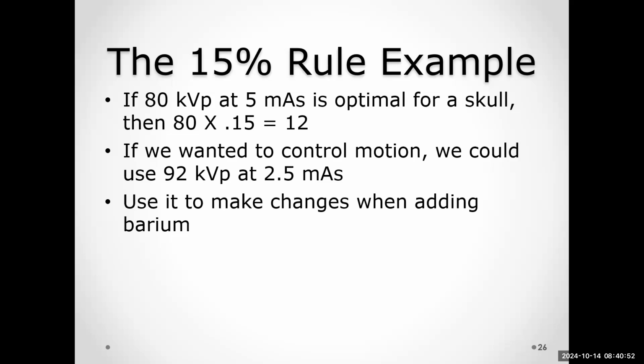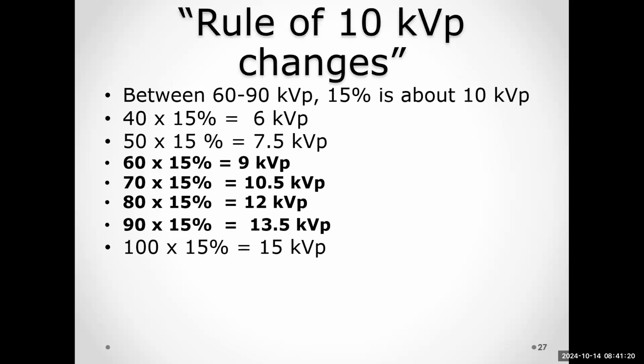Okay, so we increase our kVp 15%. How do you figure out 15%? You just multiply it by 0.15, right? So that's 12. So we add 12 to 80. That's where we get the 92. We did what to the 5? Cut it in half. And we also can use the 15% rule to make changes when we're adding barium. We will get into that more next semester.